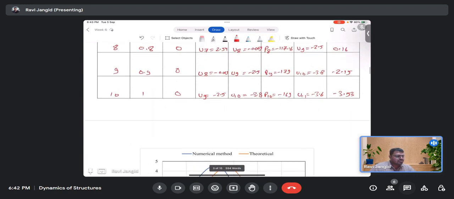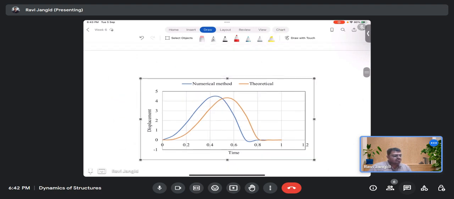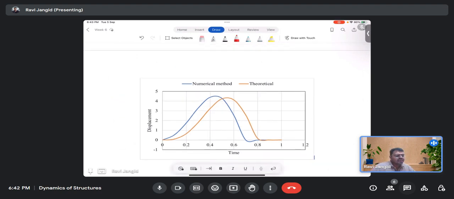If I compare in this graph, I can see my peaks are coming nearly the same for the theoretical as well as the numerical method, both methods. Only thing is that my peaks are shifting a little bit, from the 0.51 step. That can be fixed by using a smaller time step. Here we have used 0.1, so you can use 0.05 or 0.01, then you can get an accurate solution for whatever is required. So is it okay?